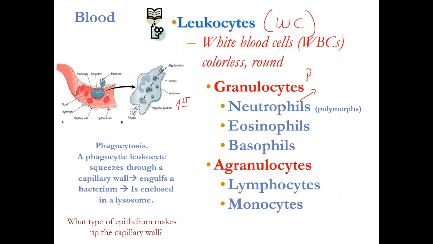phagocytosis. Open eyes, open ears, please. Phagocytosis. So neutrophils are going to be called phagocytes. The other one that is called a phagocyte is the monocytes. Monocytes and neutrophils. Neutrophils and monocytes. Now, is that clear? Phagocytes: neutrophils and monocytes.